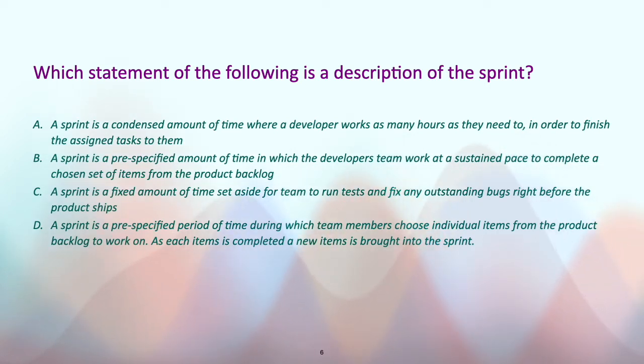The sprint is a fixed amount of time set aside for the team to run tests and fix any outstanding bugs right before the product ships. Interesting. The last one, a sprint is a pre-specified period of time during which team members choose individual items from the product backlog to work on. As each item is completed, a new item is brought into the sprint. So basically it is saying that you take one by one. I don't think it works that way.